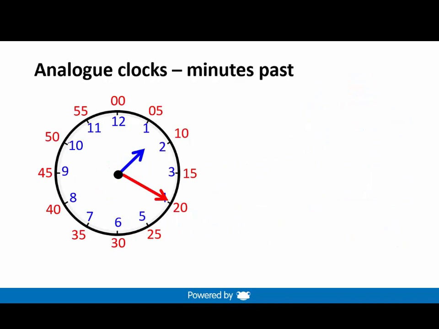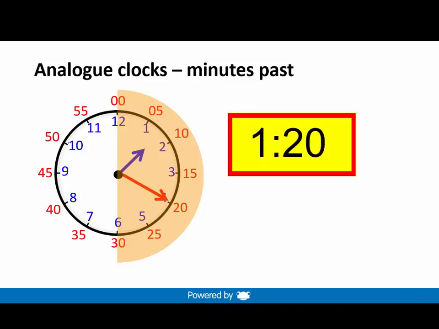So let's look at some examples here. If the red hand is on this side of the clock, it's showing us minutes past. In digital time, we would write this as 1:20. You can see that the blue hand has just gone past the 1 and the red hand is pointing to 20. We would read it as 20 past 1. We've got 20 minutes past the hour of 1 o'clock.